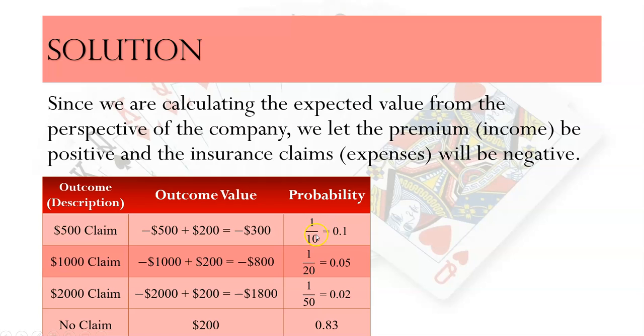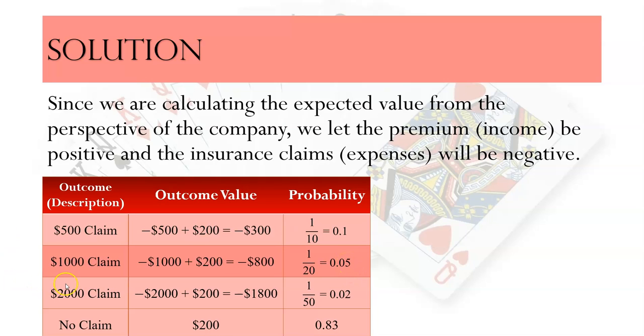It said that 1 in 10 file that much, so I put that in fraction form and then converted it to a decimal because they're easier to work with usually. Next is the $1,000 claim. So from the company perspective, they would have to pay out $1,000, which makes it a negative value for the company. They'll apply the person's premium to it that they collected, which means that they would only have to come up with $800 to pay out this claim. The information said that 1 in 20 people file that, so I did the same thing, put it in fraction form and divided, and got a decimal value.